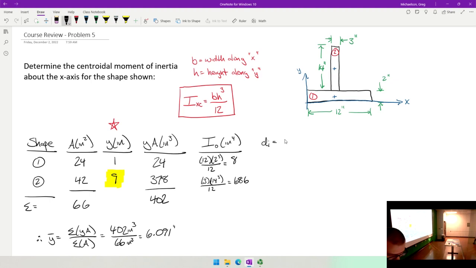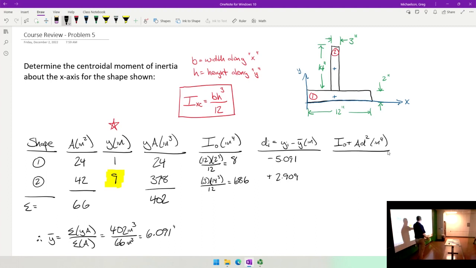Your D values are just your Y values minus Y bar. So you just take 1 minus 6.091, so negative 5.091, and this one is positive 2.909. It doesn't matter which direction that you do the subtraction, because your final calculation is to use the parallel axis theorem where you're going to square those values anyways. So I plus AD squared, so 8 plus 24 times that squared.